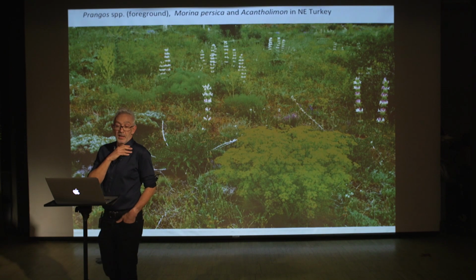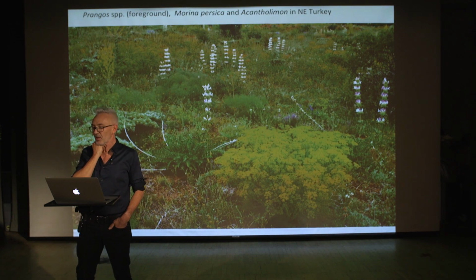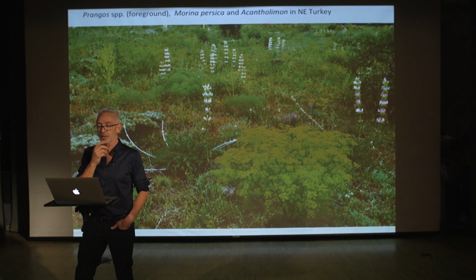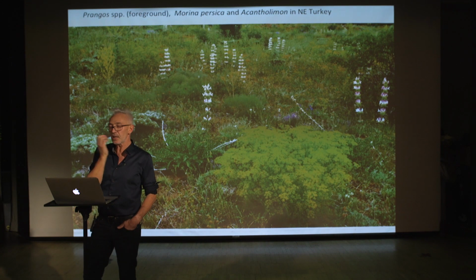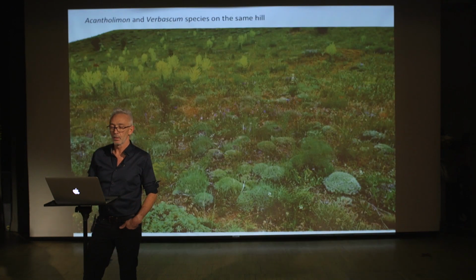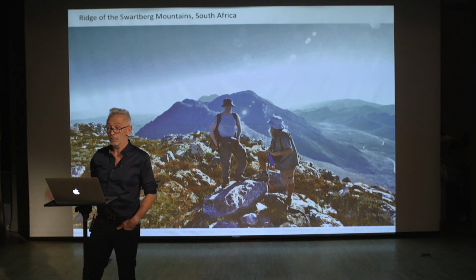Or in Turkey, in northeast Turkey, I was there in July this year, and we saw some fantastic vegetation. There's prangos in the foreground, and Morina persica, and acantholemons, and just seeing these things gives you the design capacity to imagine things which are extraordinary. I'd never imagined Hypericum lydium would form these meadows, these steppe meadows covering the whole sides of mountains. What a fantastic Hypericum.